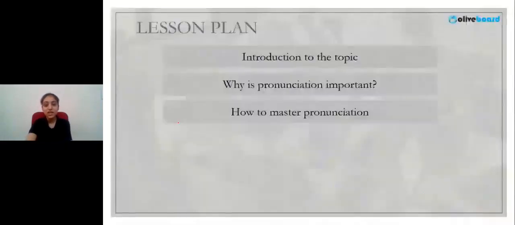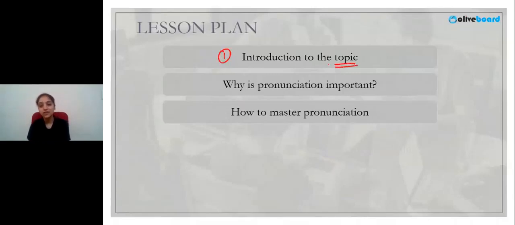So let us start the session and let us look at the lesson plan. That is, how are we going to proceed in this session? What are we going to learn in this session? The first point here says introduction to the topic. So we'll try to understand the topic in detail, to get an in-depth understanding of the topic. What is the topic at hand? The topic at hand is how to master pronunciation. That is, how to gain proficiency in pronunciation.